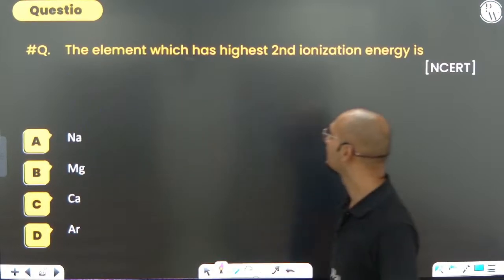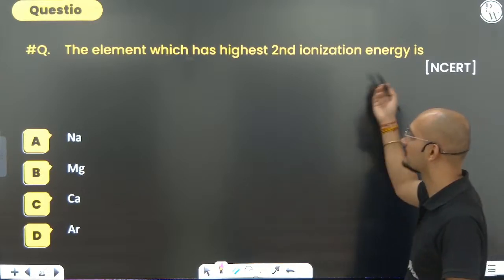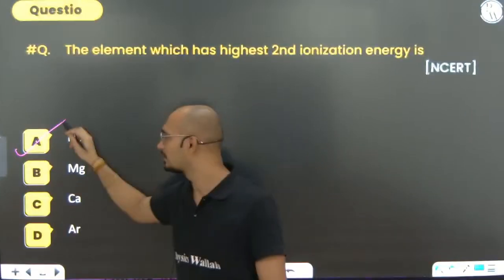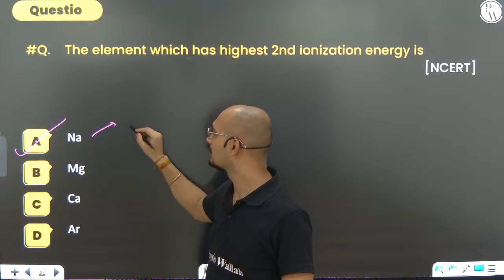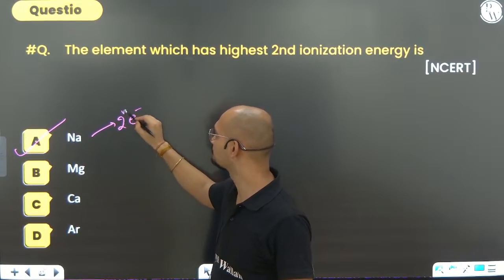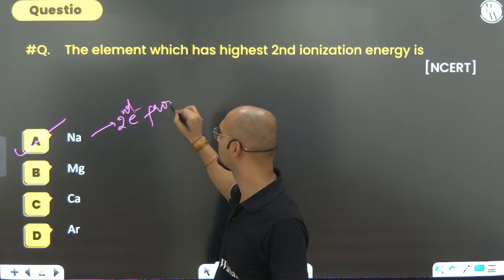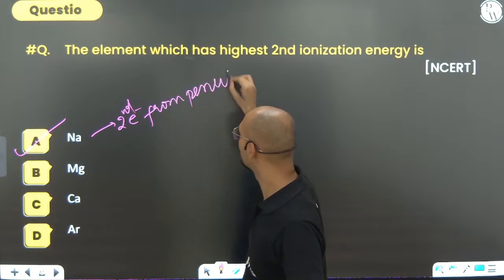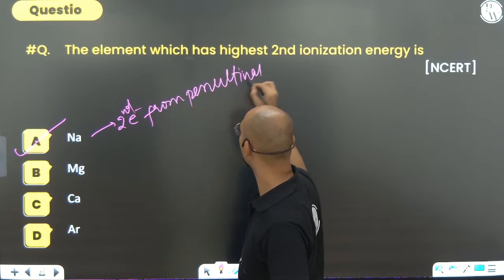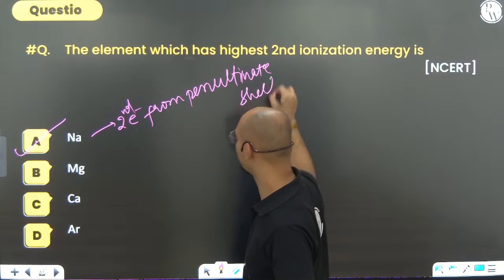Next, the element which has the highest second ionization energy, you can just see that it will be sodium. The reason being that the second electron is removed from the penultimate shell, not a big deal, easy one.